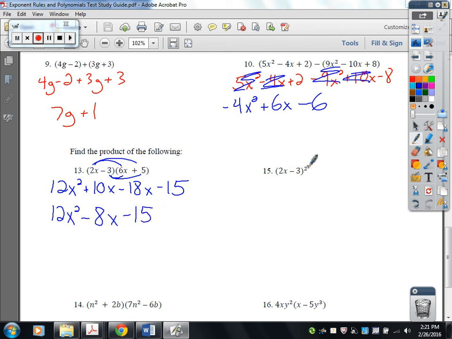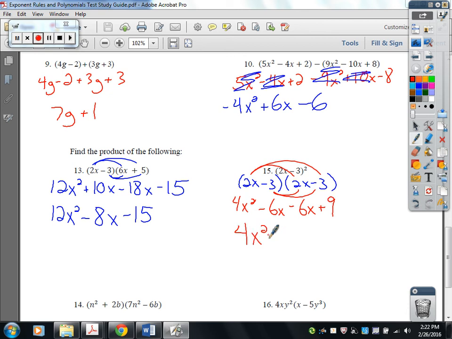When you have an exponent here, you cannot apply it. You have to what's called expand. So this is 2x minus 3 times 2x minus 3. And again, I'm going to double distribute. So 2x times 2x is 4x squared. 2x times negative 3 is negative 6x. Negative 3 times 2x is negative 6x. Negative 3 times negative 3 is positive 9. Combining like terms, I get 4x squared minus 12x plus 9. I can't do anything else because none of those guys are like terms.